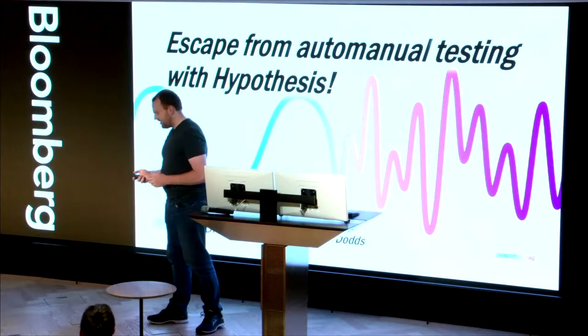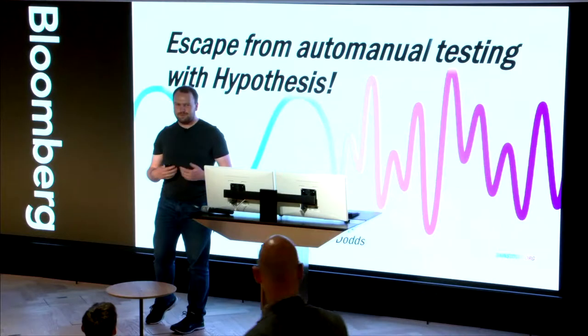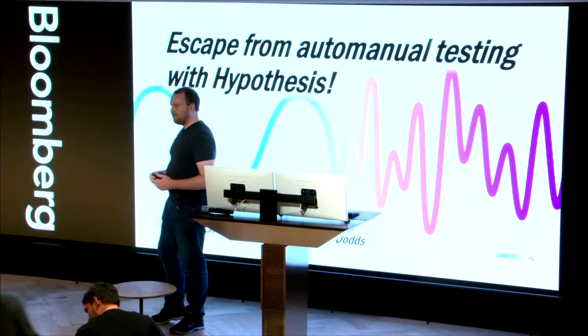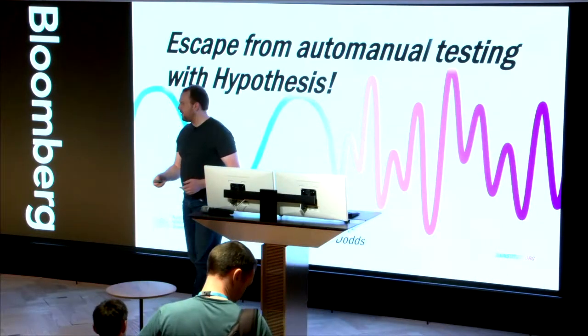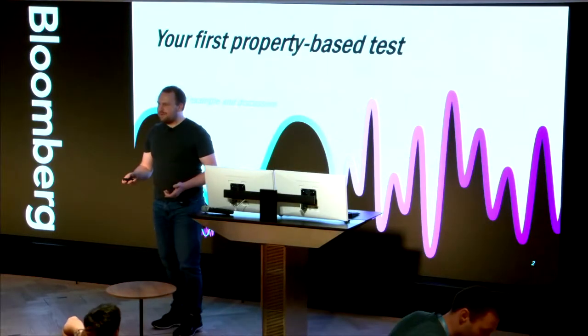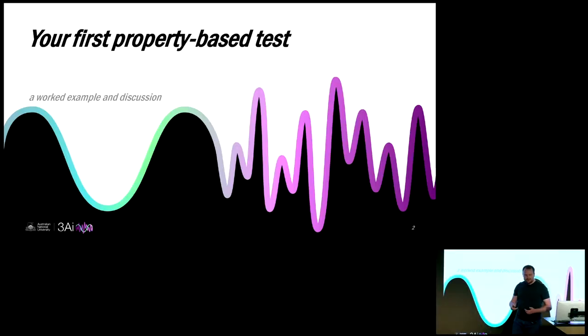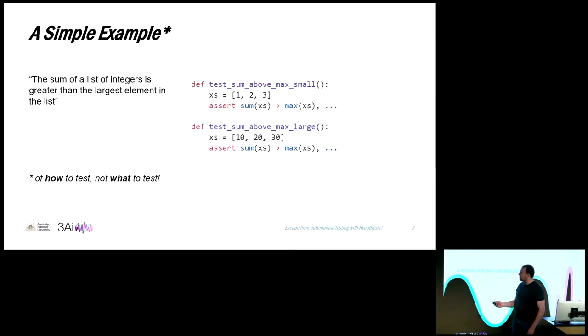Yeah, me too. So this is about a library that I work on, which is aiming to make your tests more powerful, discover more bugs with less work from you, the programmer. So let's get started. The idea is called property-based testing, and you'll understand why in a minute. I'm going to walk you through an example of a property-based test from coming up with the property that we want to test right through to getting a correct implementation.